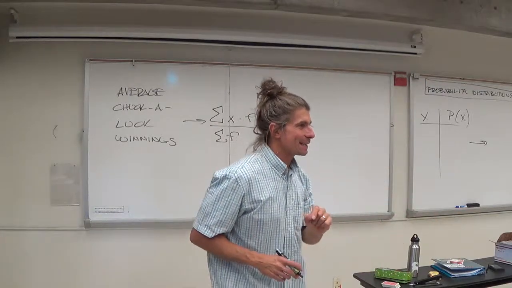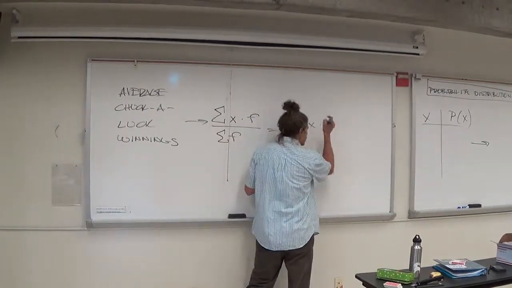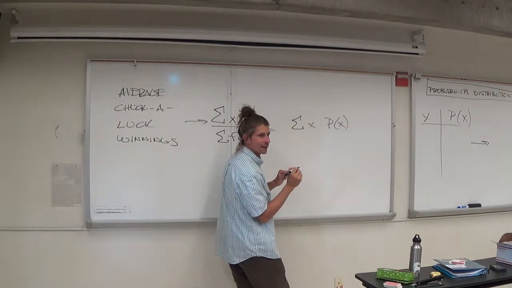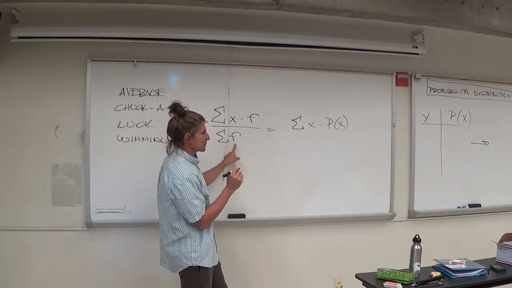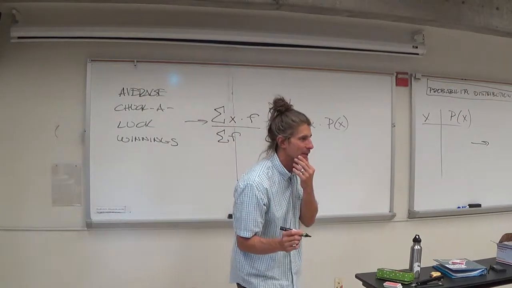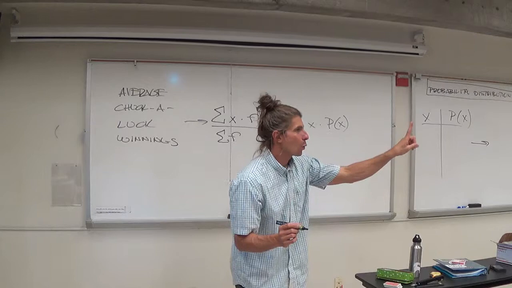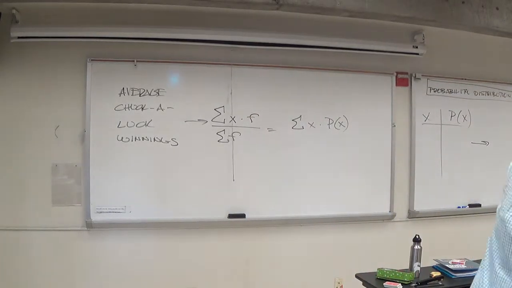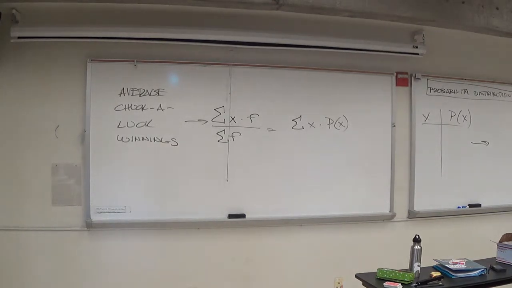The probabilities. So we're going to multiply each data point by its probability. And now here comes the best part. Summing up the frequencies is like summing up the probabilities. But what do the probabilities always sum to? What is this column sum to? 1. That was one of the properties we learned on Monday.